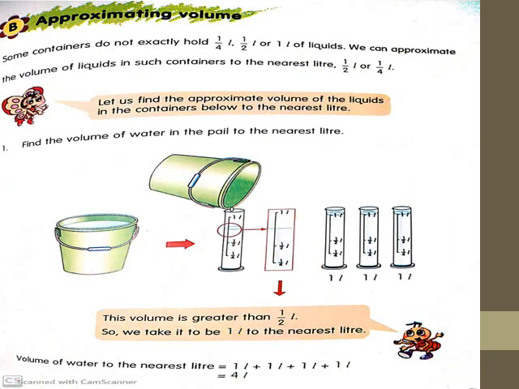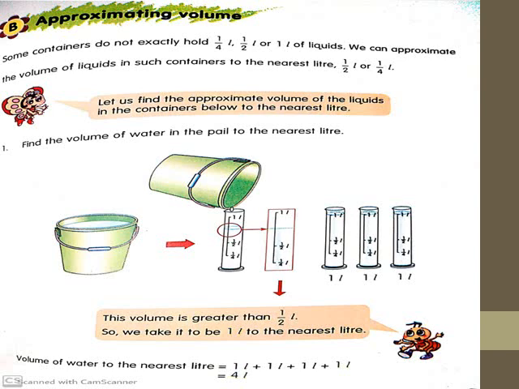And there we have approximating volume. So what is approximating? What does it mean? Well, it's not necessary to have exactly 1 liter or exactly half liter or exactly quarter liter whenever you measure. So there must be some less or some greater.